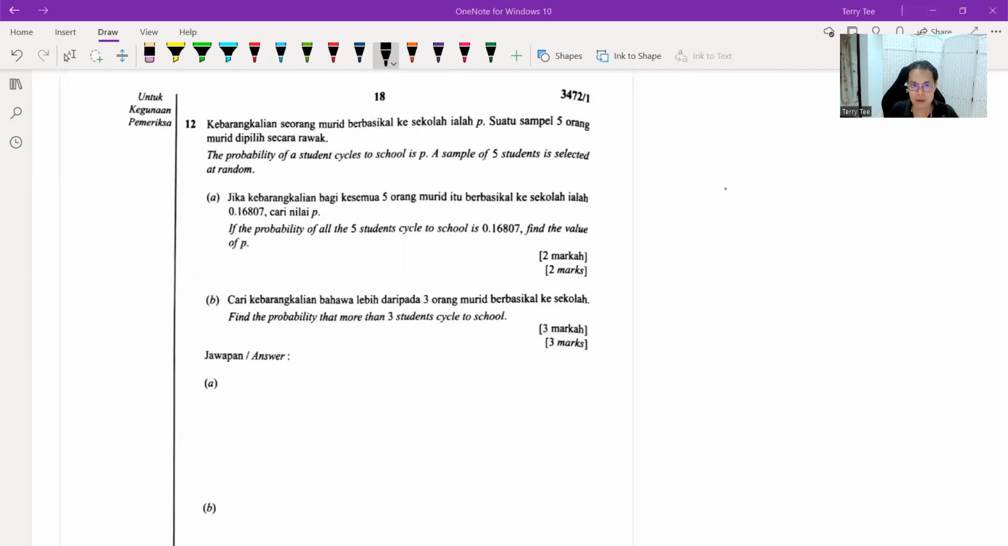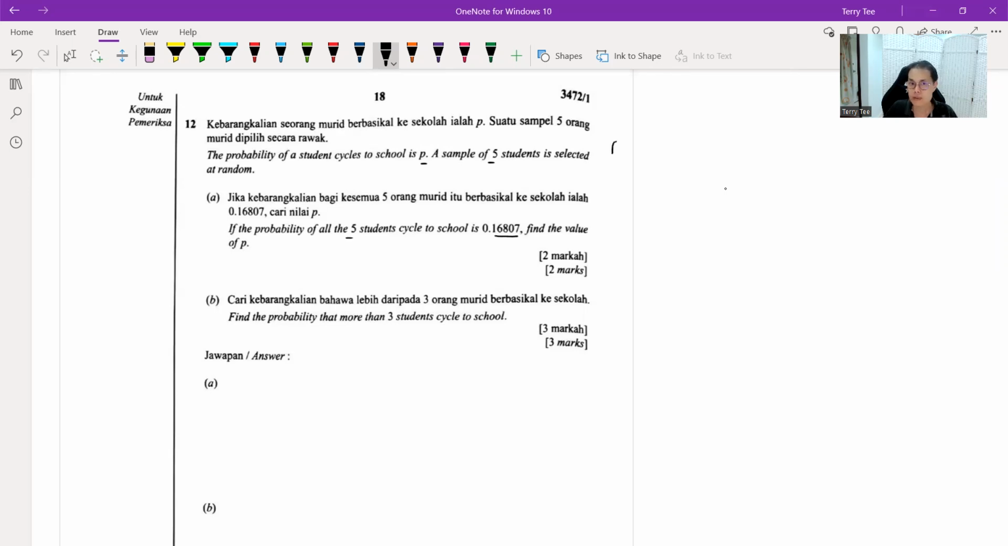Okay, question number 12. This is a Form 5, Chapter 5 probability distribution, and in fact this is a binomial distribution. The probability a student cycles to school is p, and a sample of 5 students is selected at random. The probability that all 5 students cycle to school is 0.16807. Find the value of p.